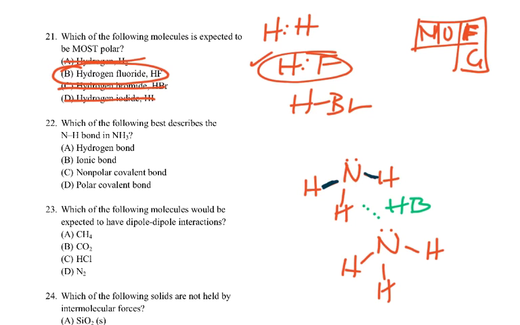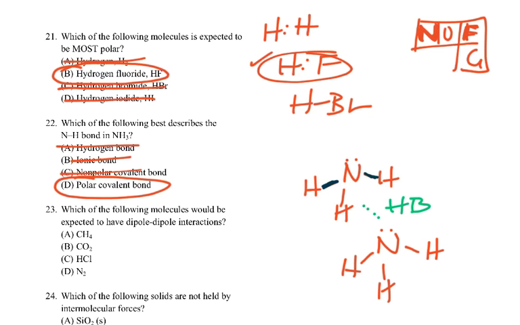Okay, is it polar? Yeah, because N is one of our nonmetals over here. I mean a strong nonmetal and H is a weak nonmetal. So that's going to be a polar covalent bond. Answer D. It is not a hydrogen bond. That's between molecules, and certainly not ionic, and is not nonpolar. Okay, it's a polar covalent bond.